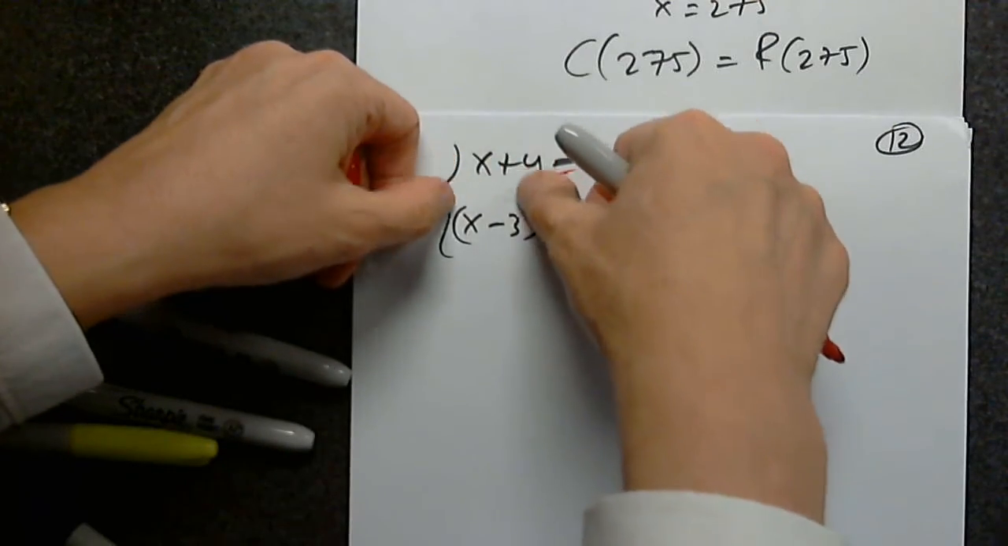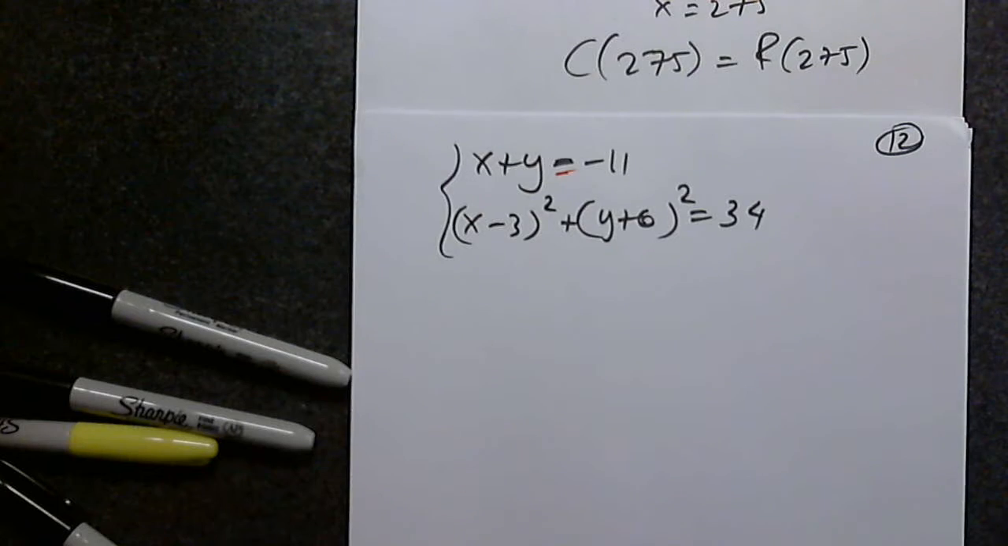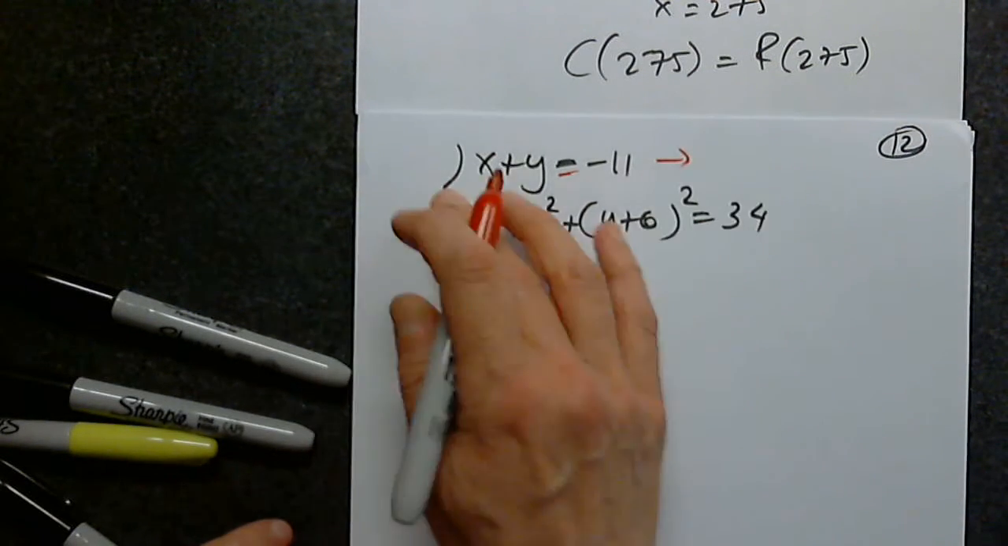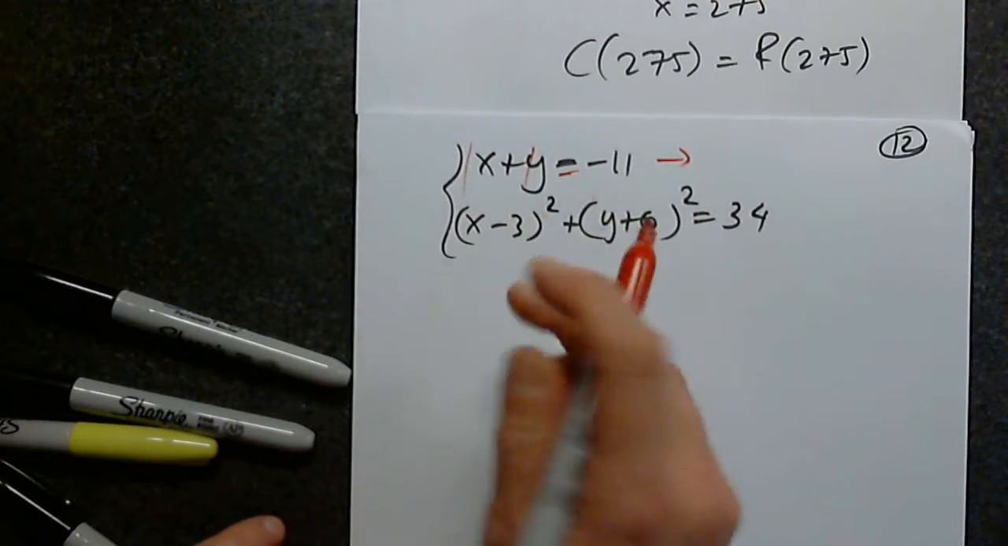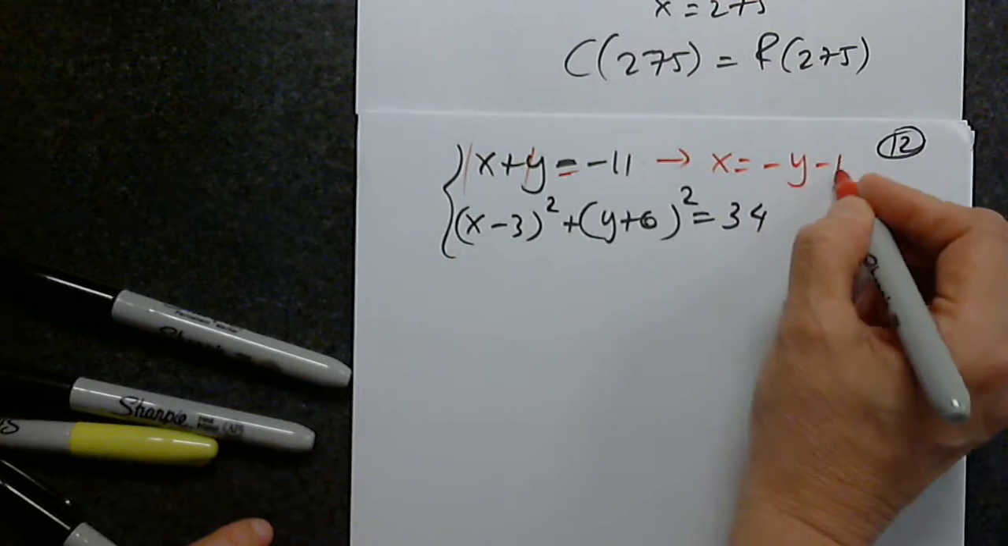Can I solve by elimination? Are these the same variables? No. So my only hope is substitution. It doesn't matter which one I substitute for because both of them have coefficient 1. Let's say x equals negative y minus 11.